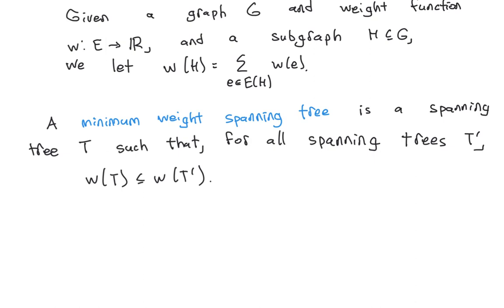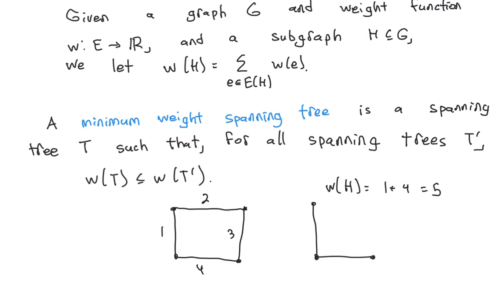All right, given a graph G and a weight function on the edges of G, so for every edge we associate a real number, and then given a subgraph of G, we're going to define the weight of the subgraph to be the sum of the weights of the edges of the subgraph. So for example, if I take my graph G to be the 4-cycle, and I label the weights of the edges as 1, 2, 3, and 4, and I take my subgraph to just be this bottom path of length 3, then the weight of the subgraph is 1 plus 4, it's 5.